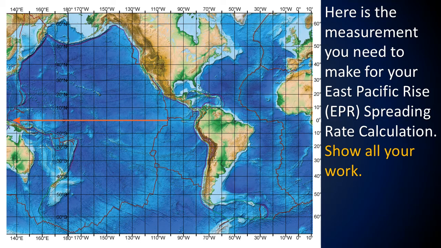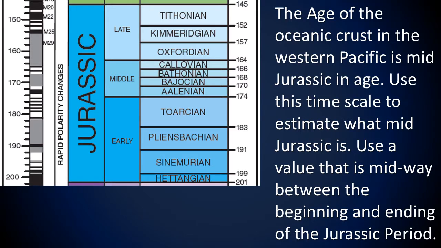And here is the measurement you need to make for the East Pacific Rise spreading rate calculation. Show all of your work. The age of the oceanic crust in the Western Pacific is mid-Jurassic in age. Use this time scale to estimate what mid-Jurassic is. Use a value that is midway between the beginning and ending of the Jurassic period. The Jurassic period begins at 201 million years ago and ends at 145 million years ago.